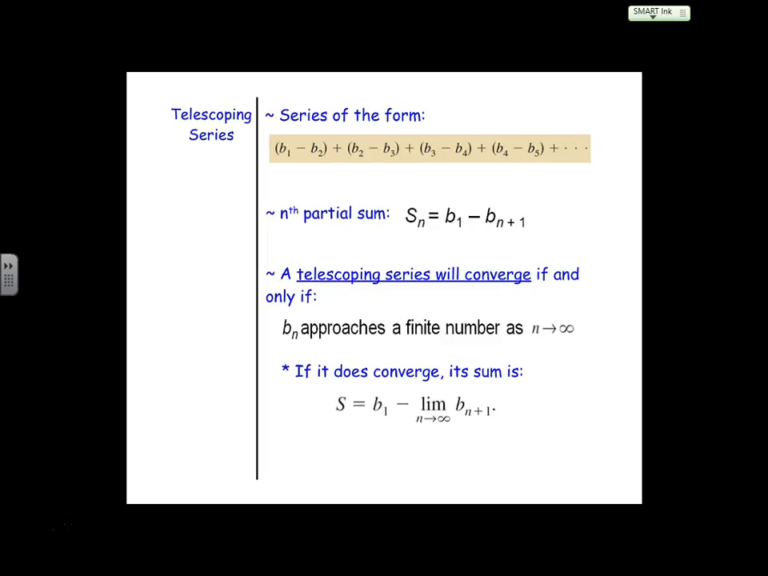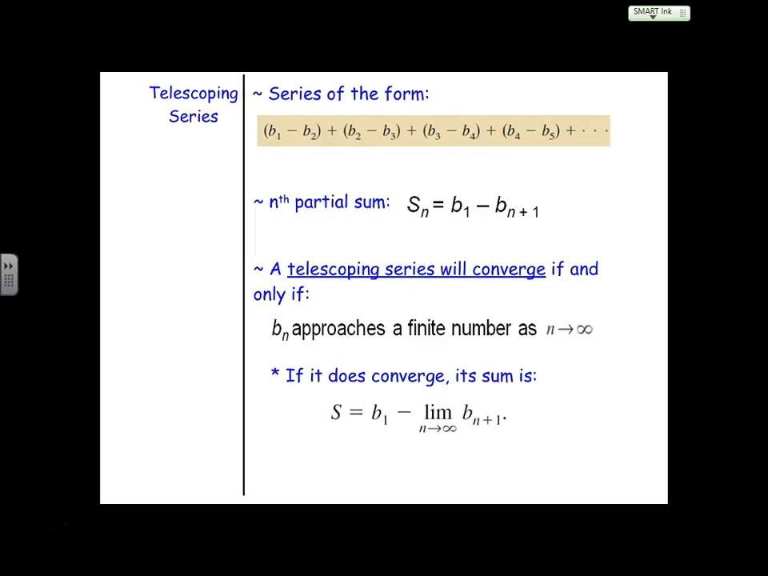Ooh, this looks fun. What are these guys? Telescoping series. Telescoping series. They're a special type of series that sometimes occur. As you guys notice, they're not all positive terms though, right? We have positives and negatives. And by nature of the series, when you try to expand it, you start to see quite a special pattern.